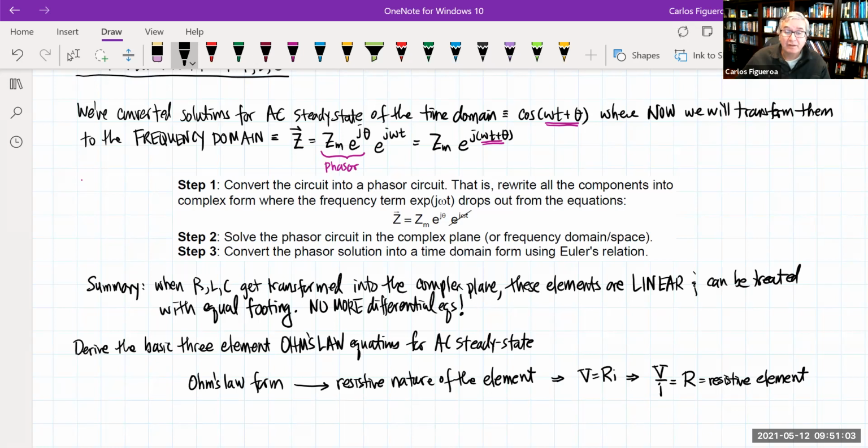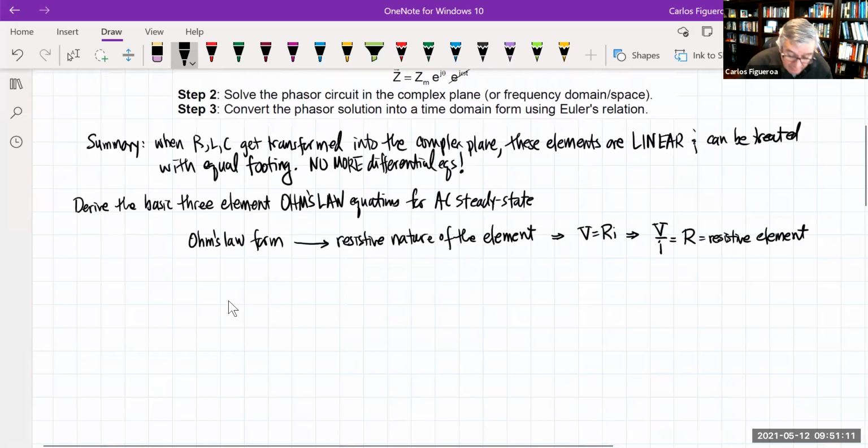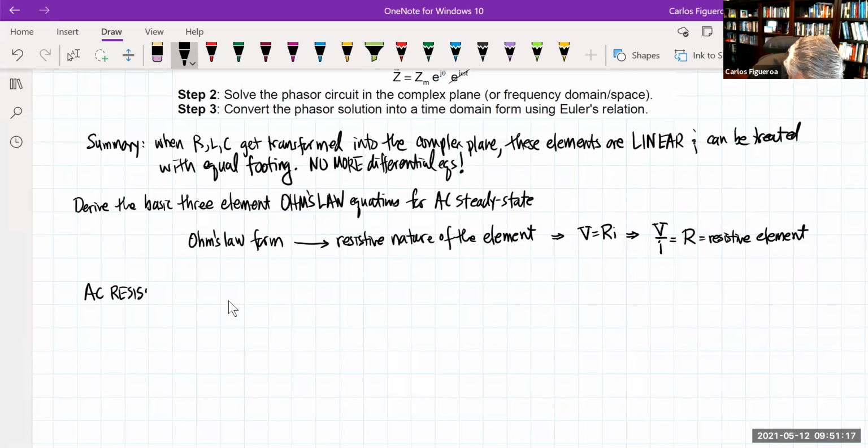So here we go. The first thing I'm going to do is start with the easiest relationship, which is, of course, the resistor. So I want to look at AC resistors. What does it mean for a resistor to behave in an AC circuit? And so the way we write it here is the following. Ultimately, I'm going to have a resistive circuit.